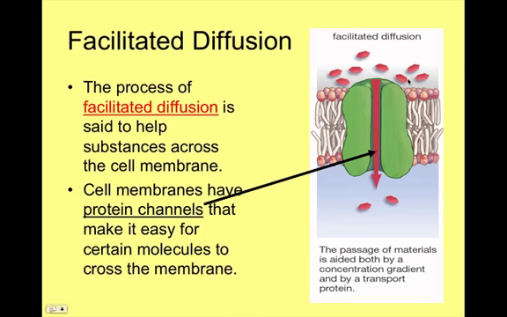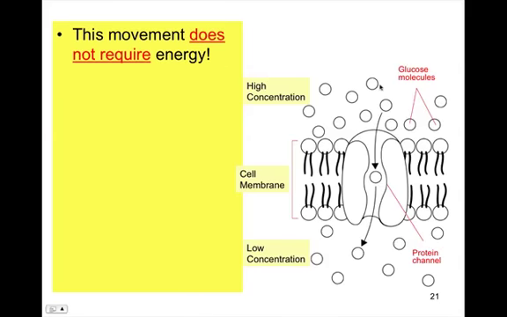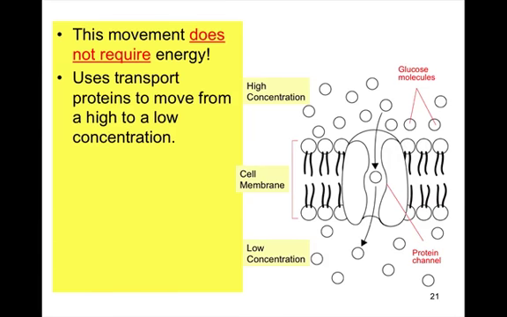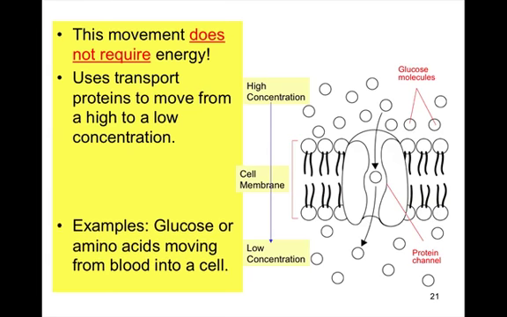Because the particles can't move through the cell membrane on their own, because they're maybe too big, that's why they move through the protein channel. This movement, once again, does not require any energy. It is a form of passive transport, even though it's called facilitated diffusion. It uses transport proteins to move things from an area of high to an area of low concentration. Once again, it's moving from an area of high to an area of low concentration.